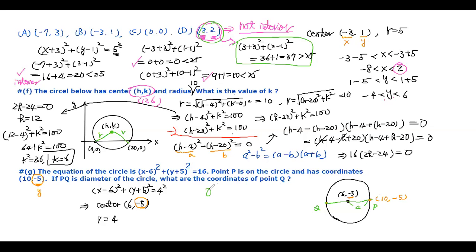So what are Q's coordinates here? The y has to be the same because they are on the same line. Then because the center is 6, you go back 4 units. So what is the x here? 2, right? So I know the coordinates of Q are (2, −5).